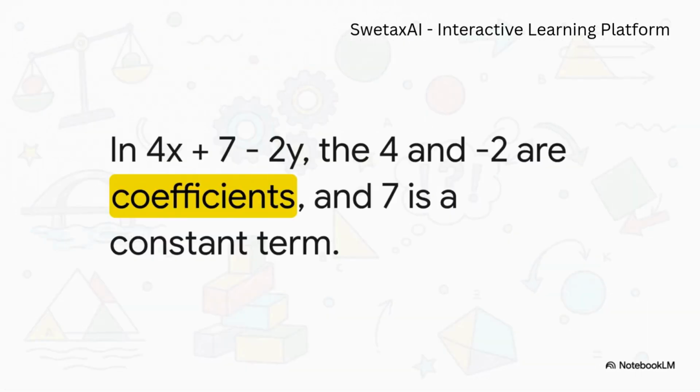Let's actually see this vocabulary in action with the expression 4x plus 7 minus 2y. If we break this down into its individual pieces, our terms are 4x, 7, and negative 2y. Notice how 4 and negative 2 are our coefficients. They are firmly attached to those variables, x and y, scaling them up or down. Meanwhile, that 7 is just standing entirely alone as a constant term. It's fixed. It isn't influenced by any variable at all. It's always just going to be 7.